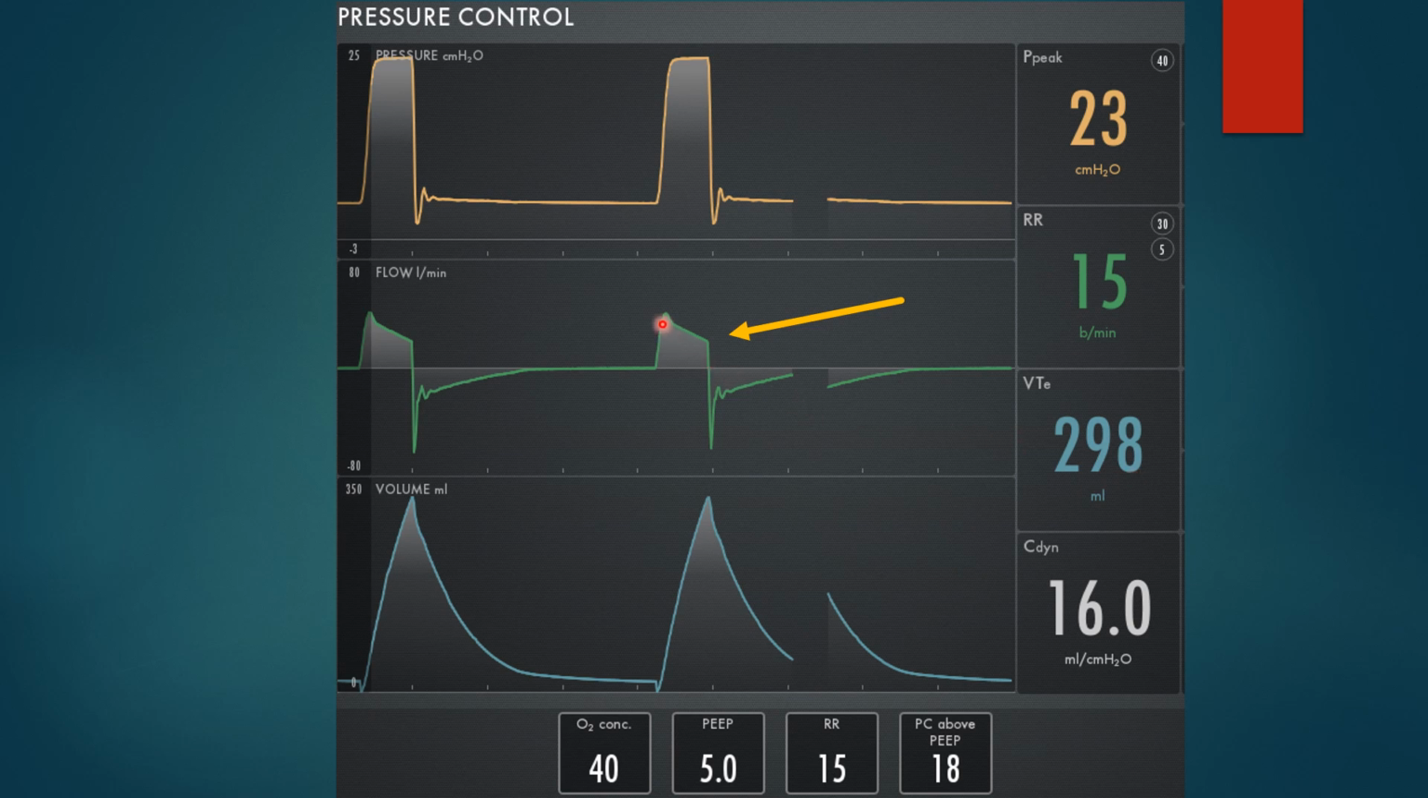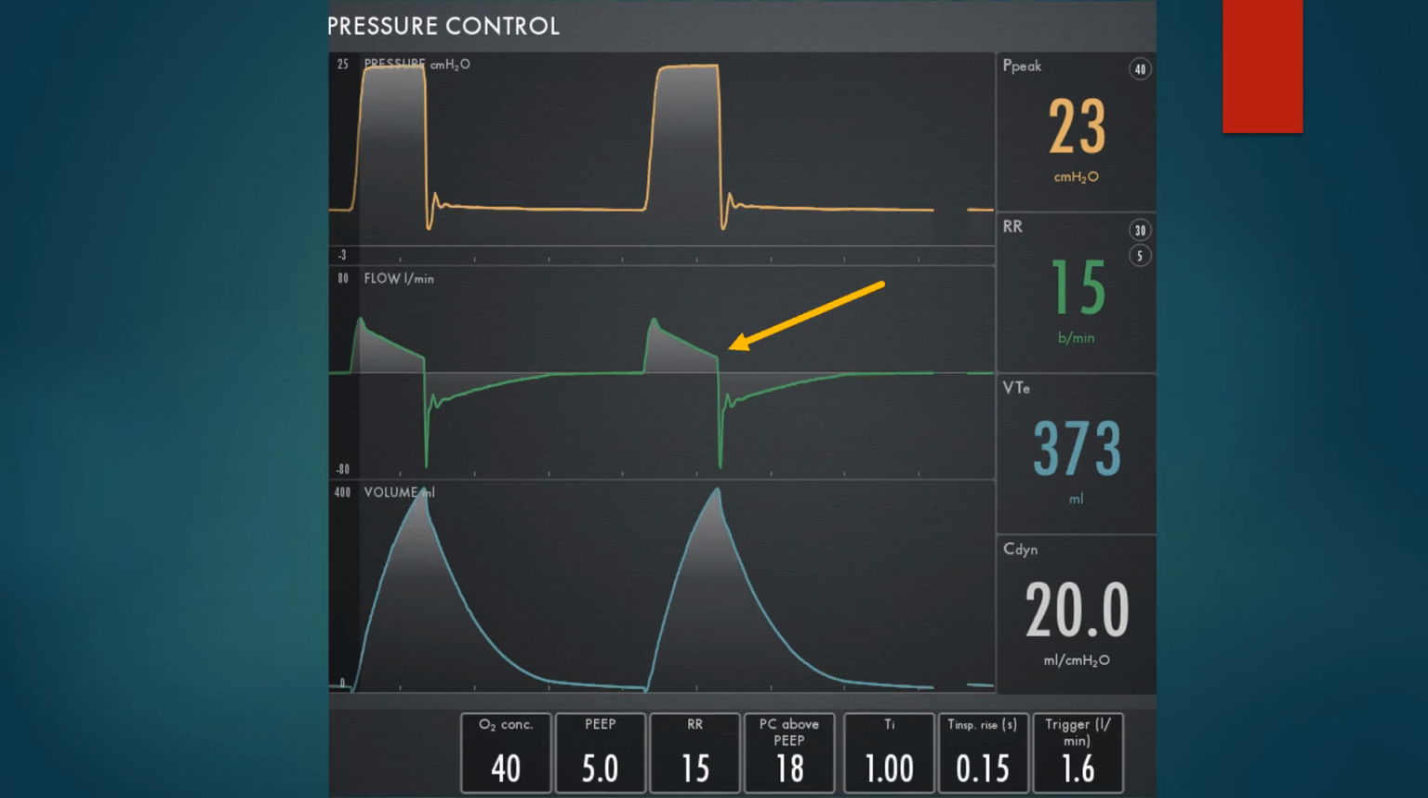So if you see here, the flow is still going in the patient when inspiration stops. We could lengthen inspiratory time and deliver flow for a little bit longer. And remember, flow times time equals volume. So let's try increasing our inspiratory time a little bit here. Okay, so now our flow goes on for a little bit longer. We lengthened our inspiratory time, and our peak pressure is still 23, but now we're getting a 373 tidal volume.